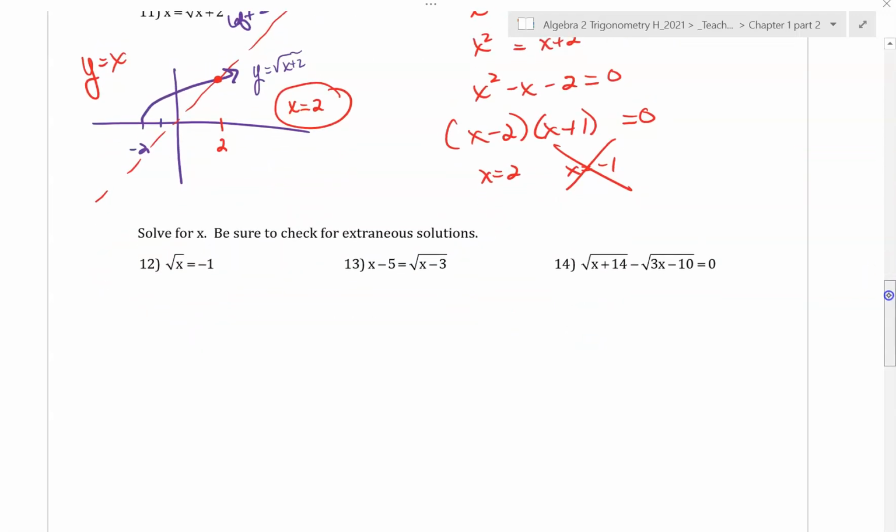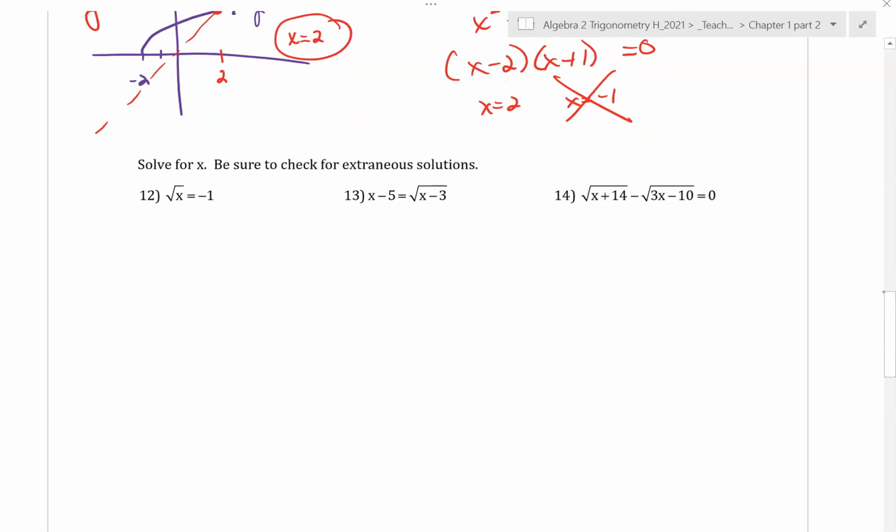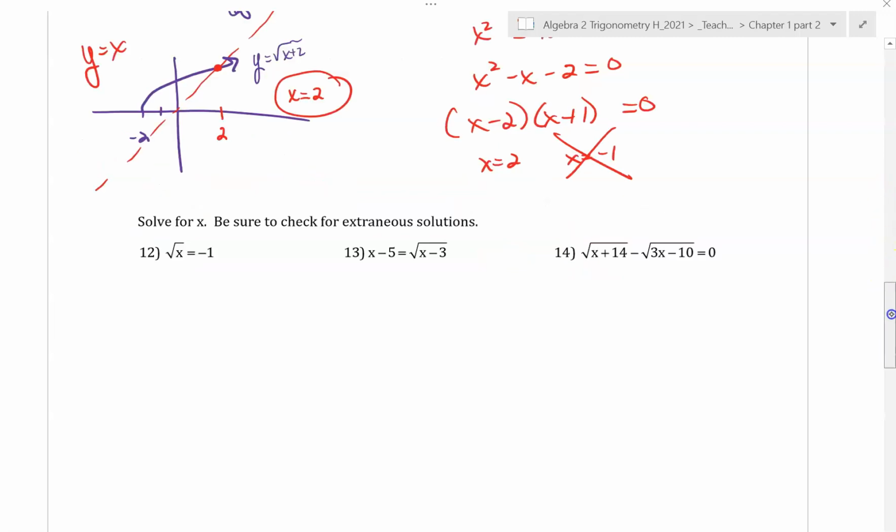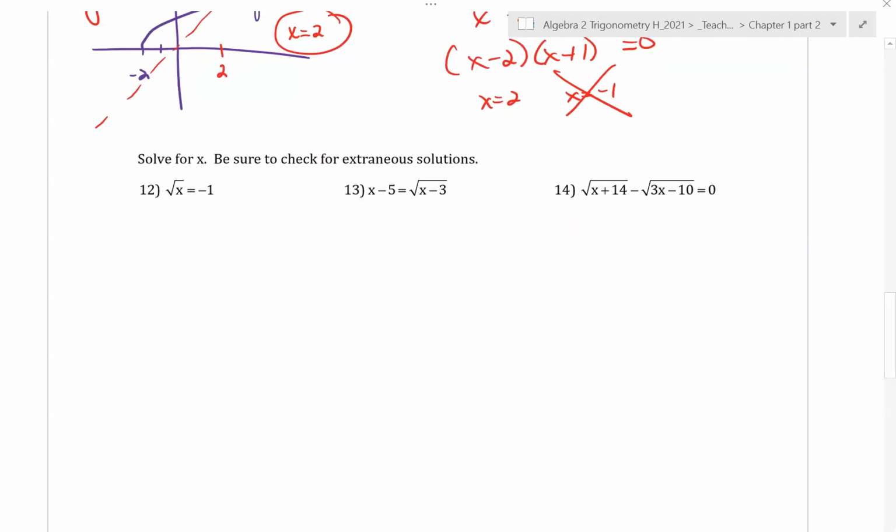So what we're going to do right now is try 12, 13, and 14, realizing after this example up here that if you solve this algebraically, you are going to have to check all of your answers for extraneous solutions. So go ahead and pause the video and try number 12 and 13. Okay, so for number 12, a lot of us probably stopped right here and said, well, the square root of a number is positive. So we probably knew that was not going to have any real solutions. But let's say you still squared both sides of the equation anyway, and you got 1, and then you went back to your original problem, and you realized that's not true. So there are actually no solutions for this problem.